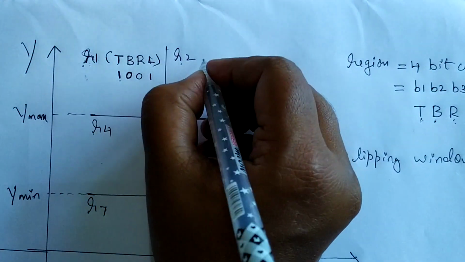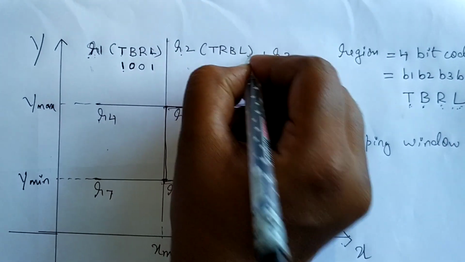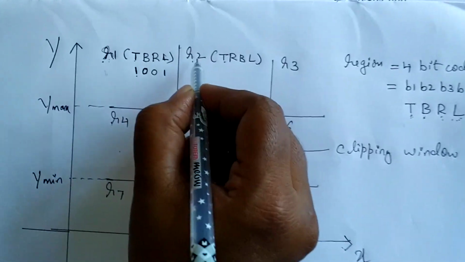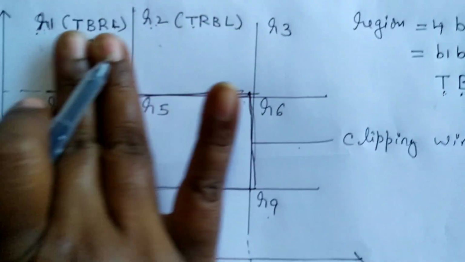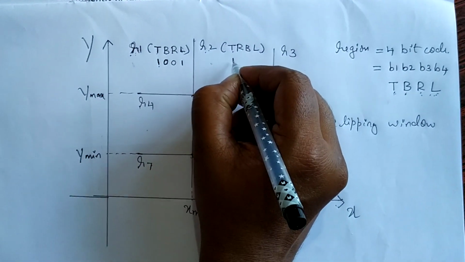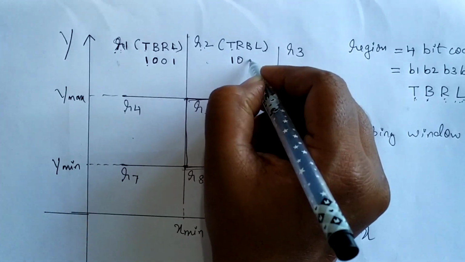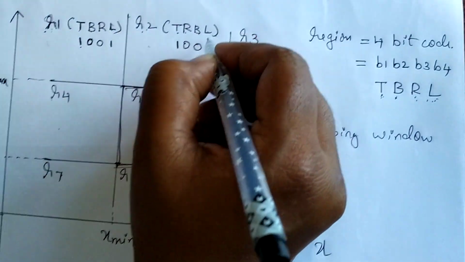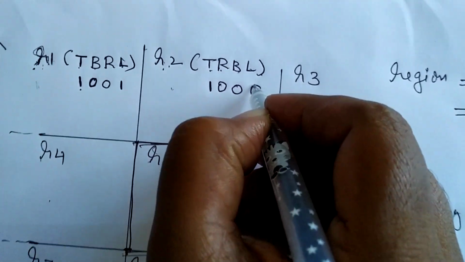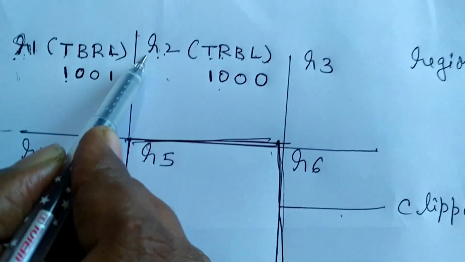Similarly, for region 2 we need to assign the 4-bit code based on this pattern. Where is region 2 located? On the top of the window. So this top bit will be set to 1. Is it on the right side? No, 0. Is it at the bottom? No, 0. Is it on the left side? No, the bit will be 0. This is how the 4-bit code is assigned to region 2.